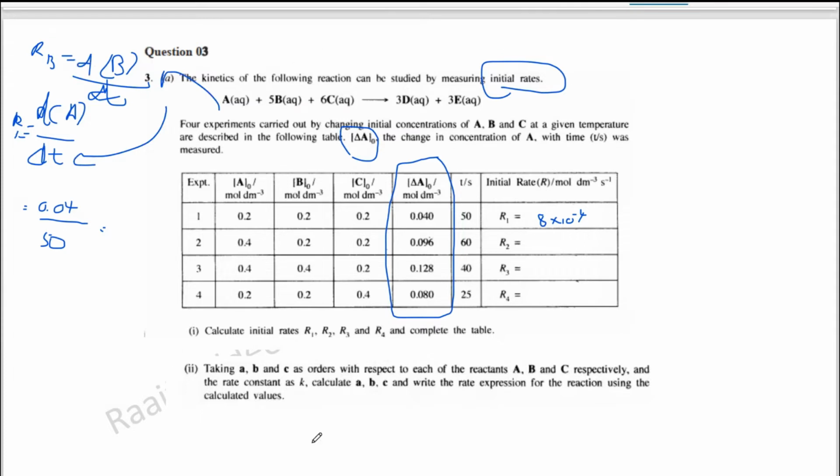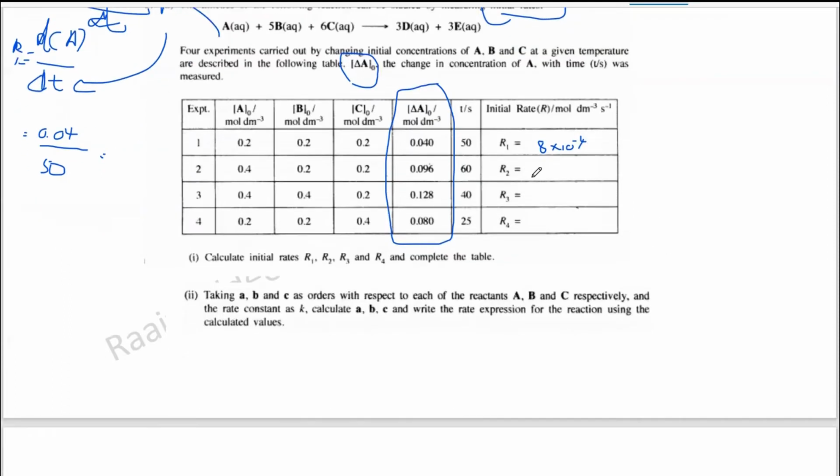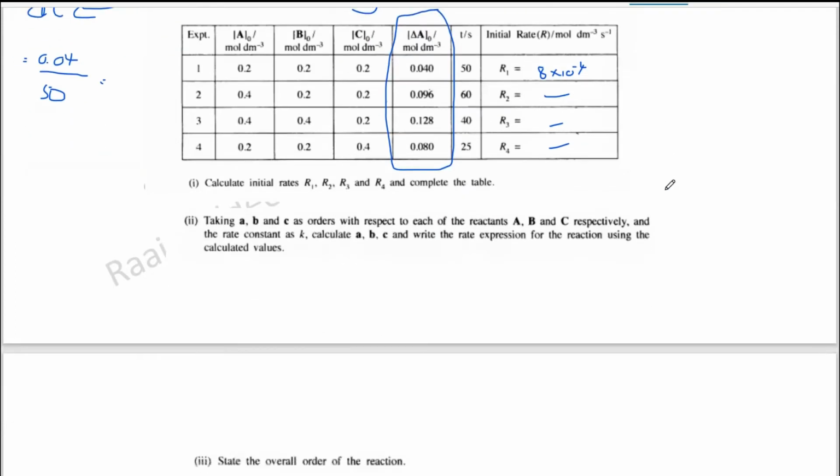The idea of this entire question is that you need to understand you can write the rate with respect to A, or delta A. That is very straightforward, right? So you can find the rates R2, R3, and R4: 0.096 over 60, 0.128 over 40, 0.08 over 25. So you will have all the rates.